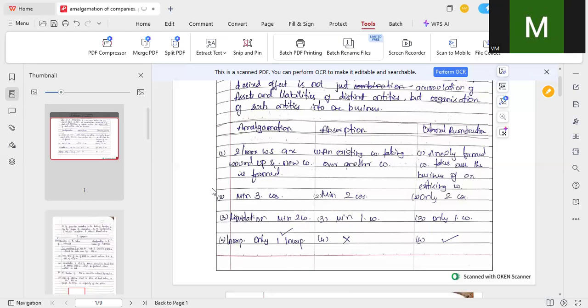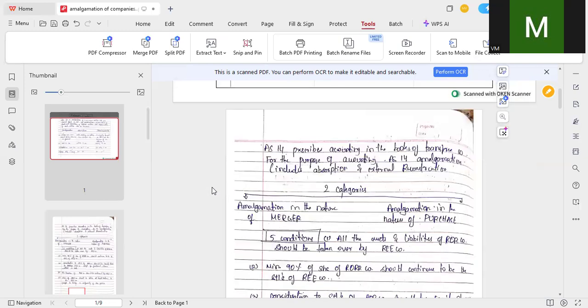The fourth point is incorporation. In amalgamation, two companies go into liquidation and one new company is formed with a new capital structure, with shares, debentures, or preferences. In absorption, there is no incorporation of companies, because one big company is taking over a small company. In external reconstruction, yes, incorporation of one new company is there. So this is the meaning of amalgamation and the differences between amalgamation, absorption, and external reconstruction.